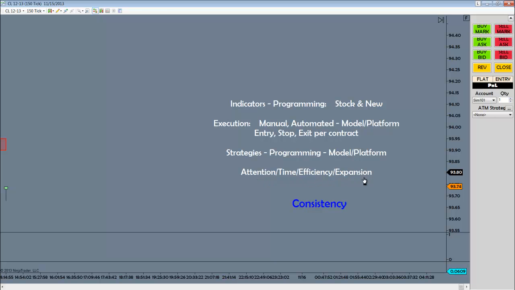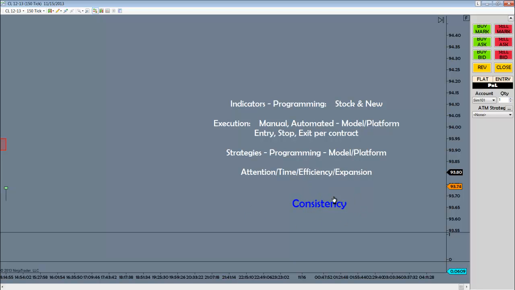Attention, time, efficiency, and expansion. So with that old school chart, the attention that we have to spend waiting for things to make themselves apparent is a lot. You're glued to the screen. All right? You might have a sore back or a sore neck after a couple hours. That time is valuable. Okay? It keeps us from being efficient. Now, if we could gain the efficiency where we don't have it, that would allow us expansion. Why? Because we've got more time. What are you going to do with more time? How about managing higher time frame stock portfolios, etc.? So all of this stuff benefiting from technology leads us to better consistency.